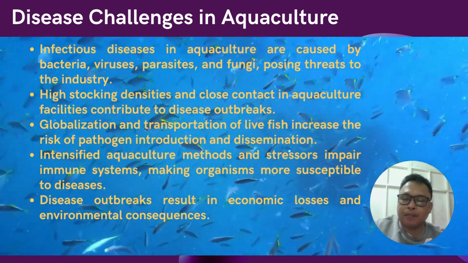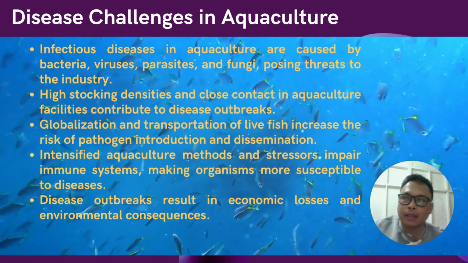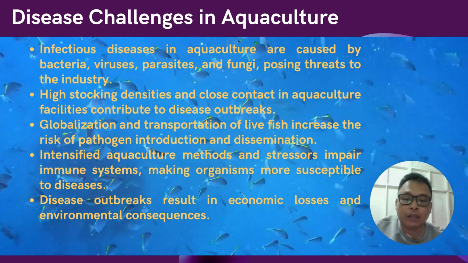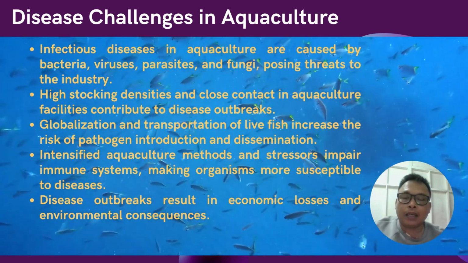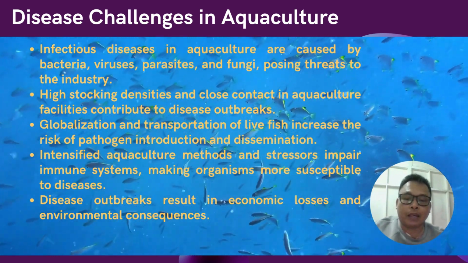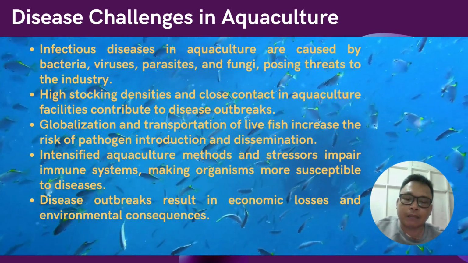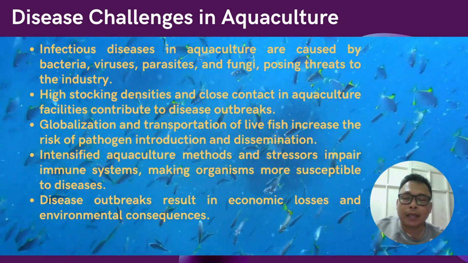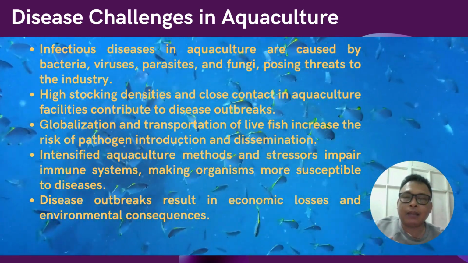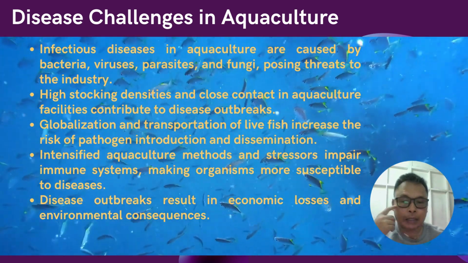Additionally, intensifying aquaculture methods such as the use of high nutrient feed and changing water parameters can impose stress on farm organisms, impairing their immune system and making them more susceptible to disease. Stressors can decrease the immune response, making infections more likely to establish themselves and cause disease.